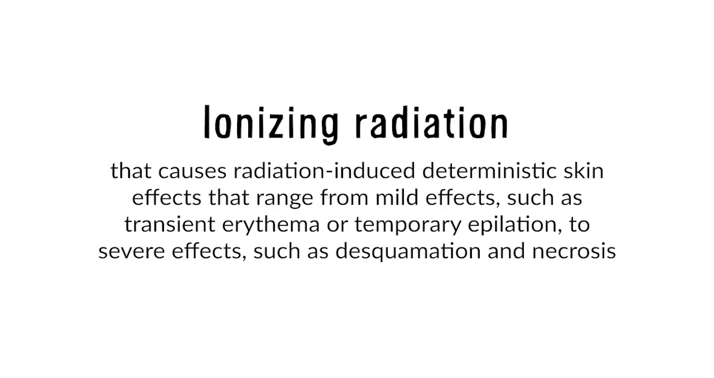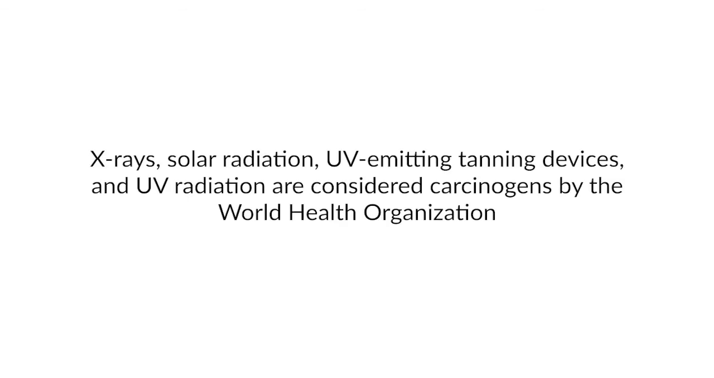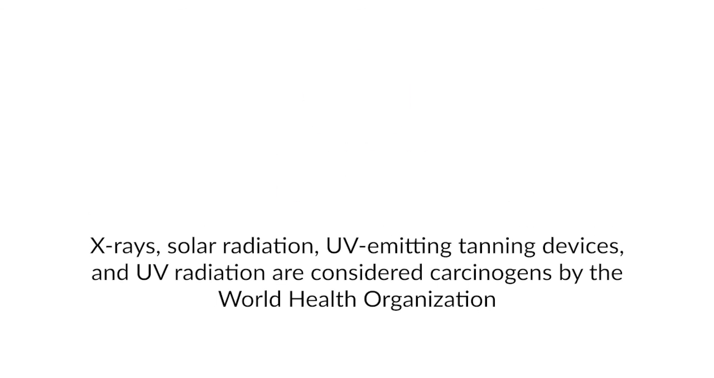Did you know that X-rays and UV lights are harmful to the skin? They use ionizing radiation that causes radiation-induced deterministic skin effects that range from mild effects such as transient erythema or temporary epilation to severe effects such as desquamation and necrosis. X-rays, solar radiation, UV-emitting tanning devices, and UV radiation are considered carcinogens by the World Health Organization. High exposure to UV rays can cause sunburn, premature aging of the skin, and signs of sun damage such as wrinkles, leathery skin, liver spots, actinic keratosis, and solar elastosis.